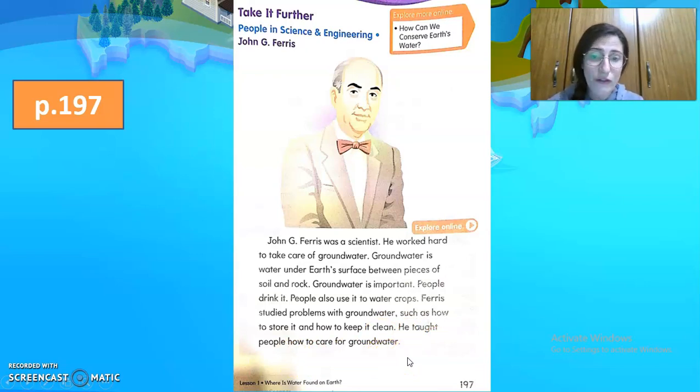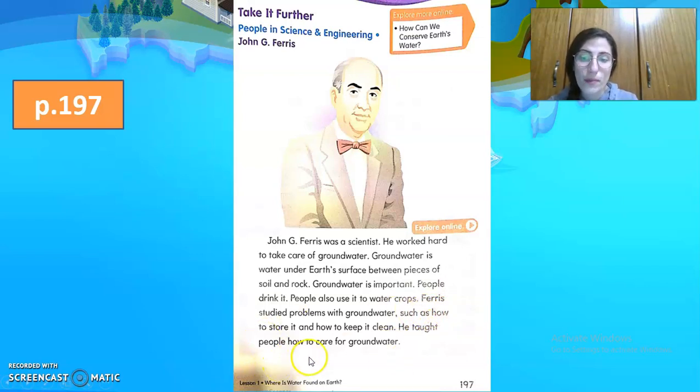So, John G. Ferris was a scientist and he worked really hard to take care of groundwater. Groundwater is the water under Earth's surface found between pieces of soil and rock, okay? So the groundwater is important. Why is it important? Because, and listen up carefully, people can drink from it and people can also use it to water crops. When we say water crops, it means to water the plants. Okay? To water the plants.